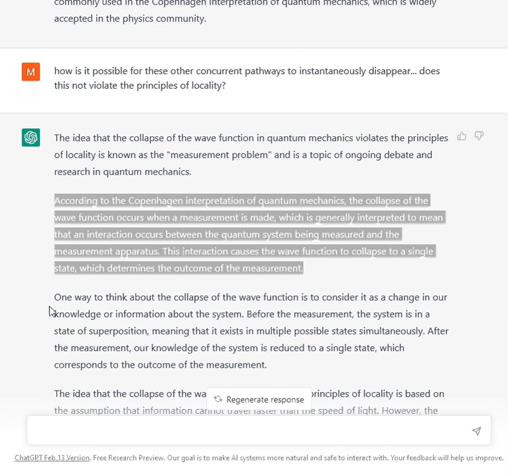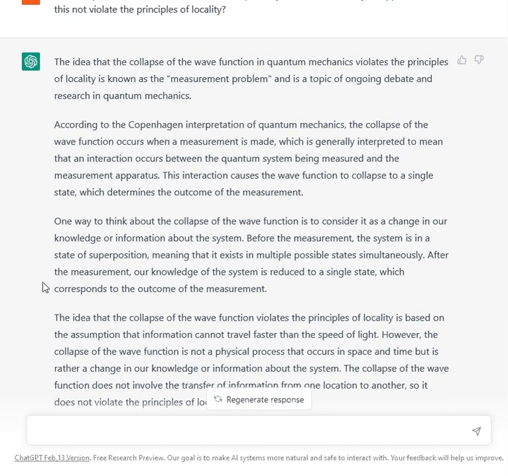But anyway, let's keep going with what he's talking about here. He says, one way to think about the collapse of the wave function is to consider it as a change in our knowledge of information about the system. Before the measurement, the system is in a state of superposition, meaning that there exist multiple possible states simultaneously. That's exactly what I'm saying, right? After the measurement, our knowledge of the system is reduced to a single state, which corresponds to the outcome of the measurement.